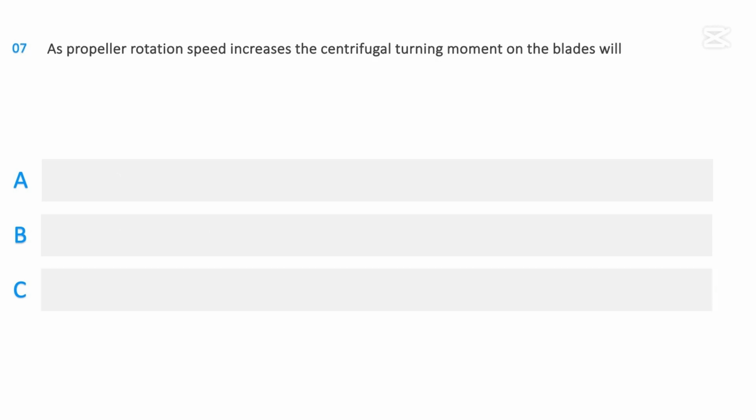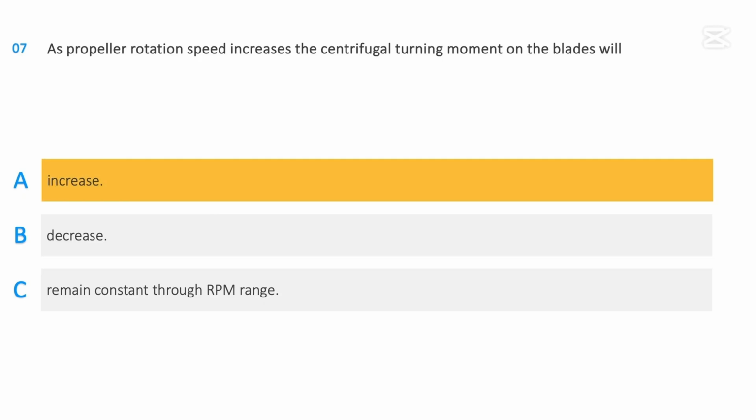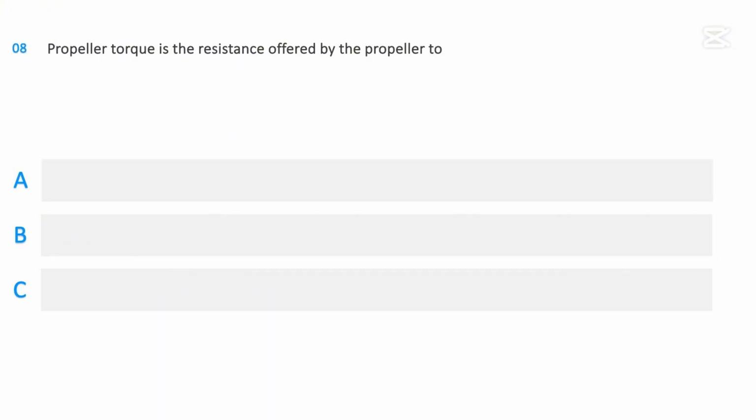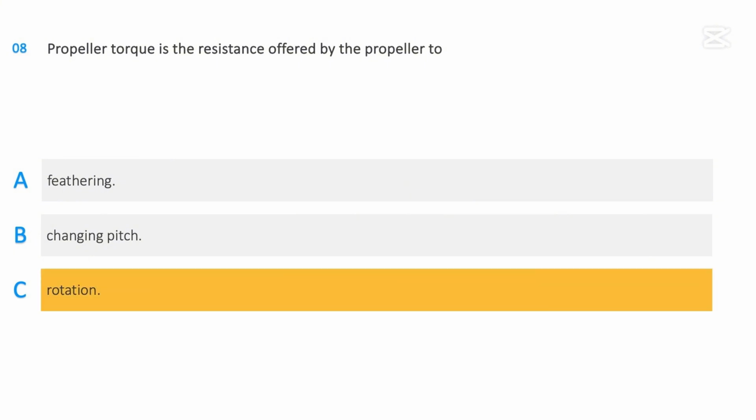As propeller rotation speed increases, the centrifugal turning moment on the blades will increase, decrease, remain constant through the RPM range. The correct answer is increase. Propeller torque is the resistance offered by the propeller to feathering, changing pitch, rotation. The correct answer is rotation.